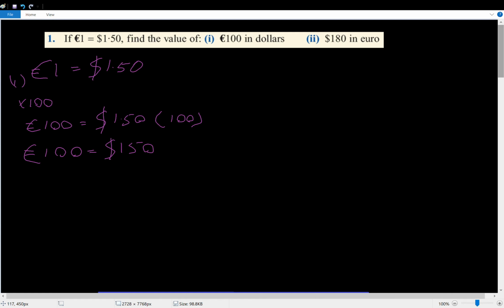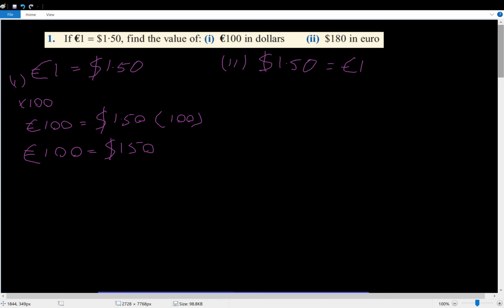There was nothing too difficult in that particular one. For part 2, it's a little bit different though. For part 2 of this, we're starting off with $180 and we need to transfer it over to euro. And our exchange rate isn't very friendly for that. So we're going to swap it around this time. Since we're looking for euro, we're going to put the euro to the right. So to the left, we're going to have $1.50. And that's going to be equal to €1.